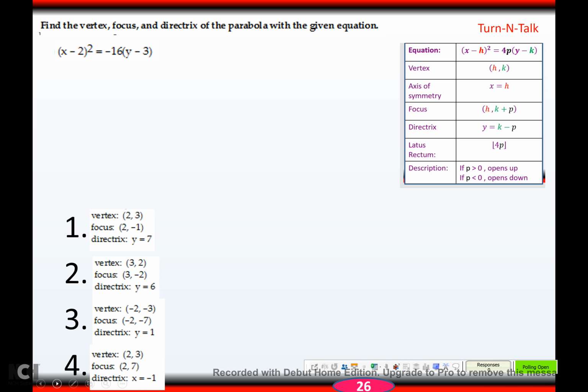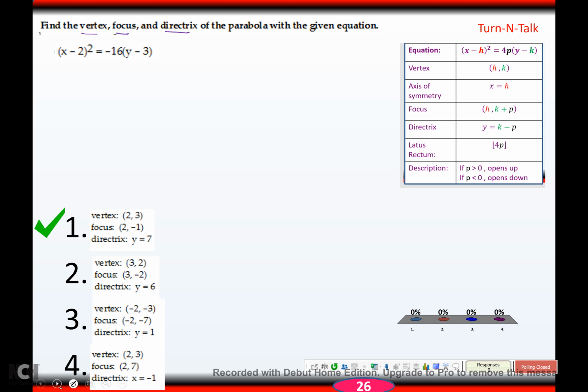Alright, so you try this one. They want you to find the vertex, the focus, and the directrix of the parabola. I would like you to graph it too on the side, but just find those 3 first. Hit pause and come back when you're ready. And hopefully you got number 1. If you did not, let's look at it.